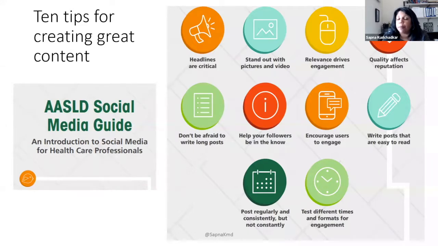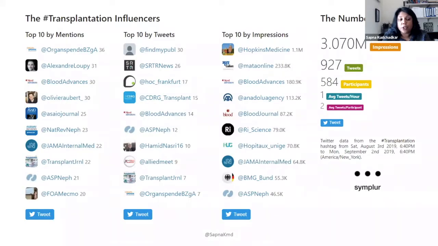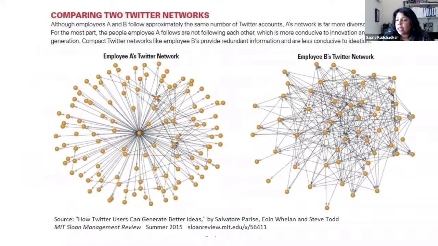Images go a long way. People love pictures. People love infographics. You want your tweets to be succinct but descriptive. So you don't want to just have a few words. You want to say something about it, use the hashtags, but you also don't want to write a book. So again, here's a good place to start. If you want to start following some of these, this webinar will be online, so you can go back and refer to some of these accounts.